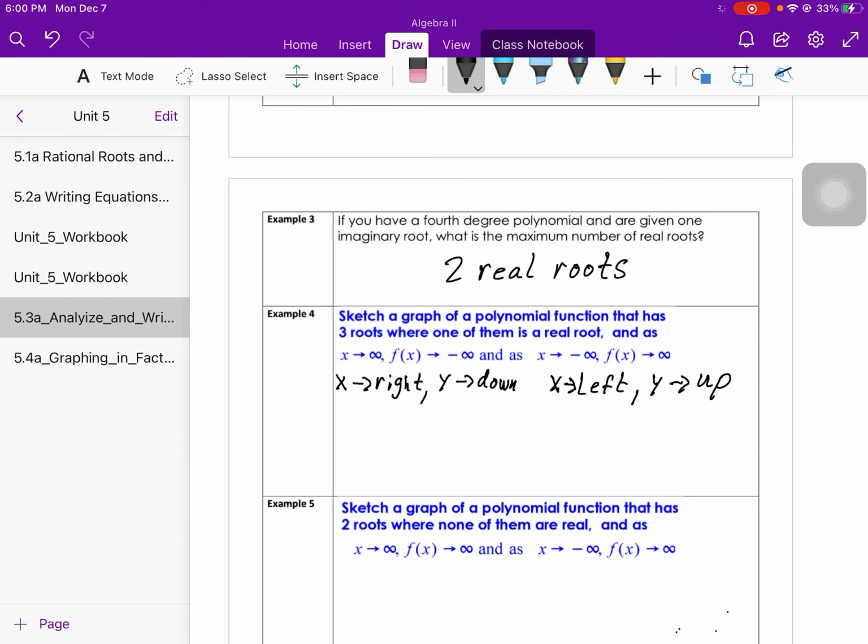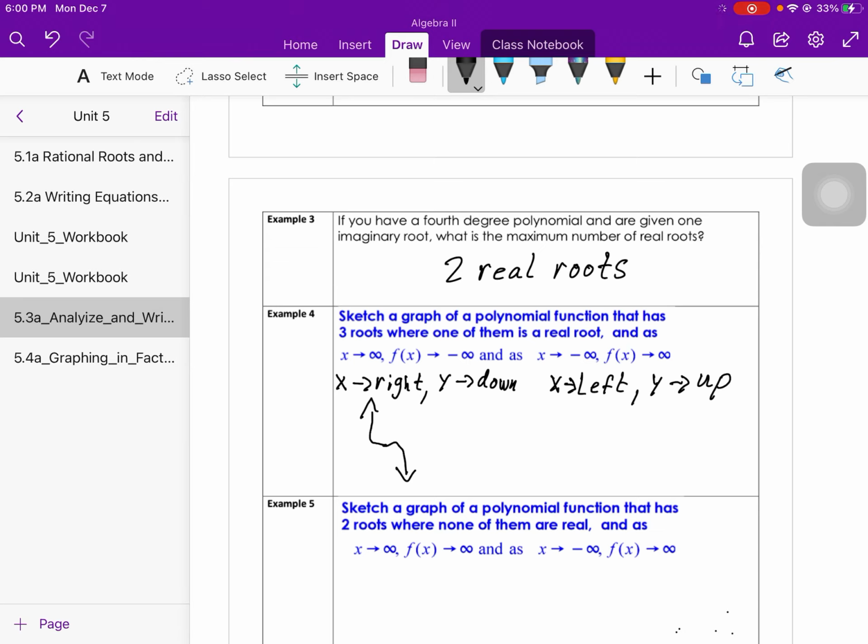So thinking about that, as x goes to the right, y goes down. It's going to look like that. And as x goes to the left, y goes up. It's going to look like that. So this is definitely going to be an odd function, which we would expect since it has 3 roots. One of them is a real root.